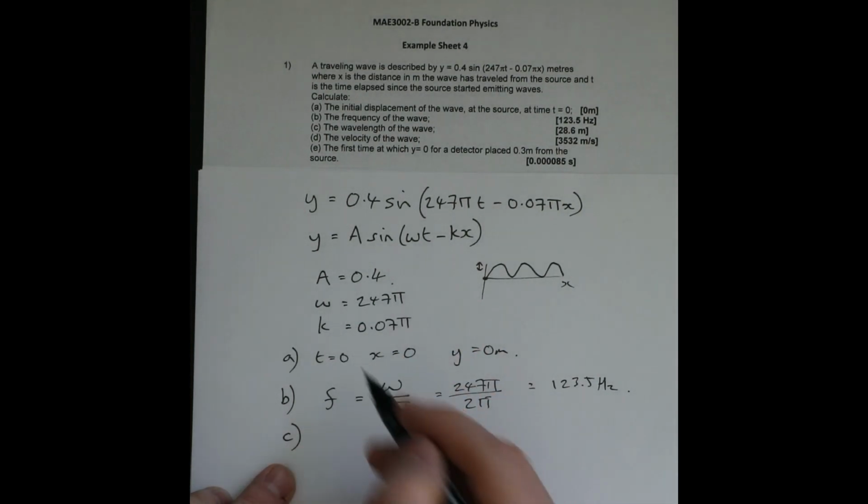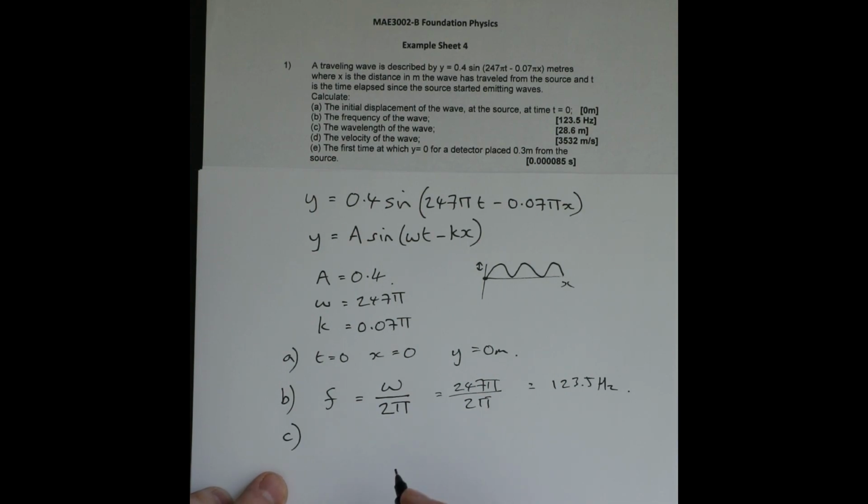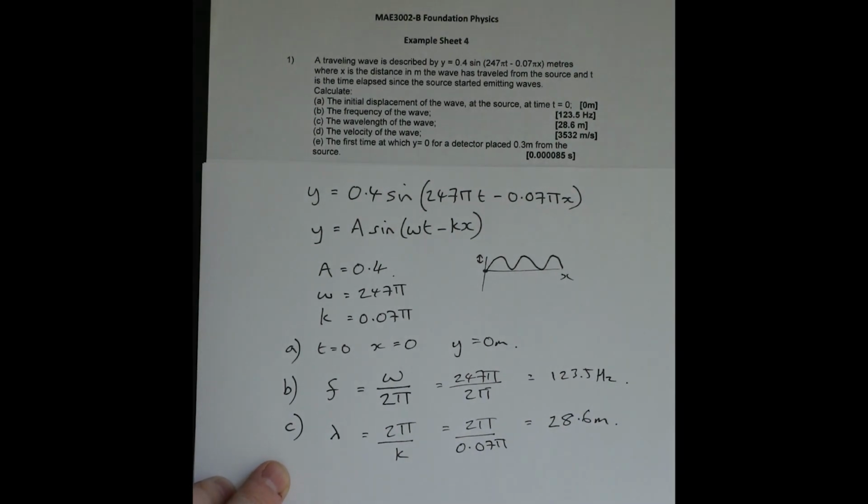Okay, so moving on to part C, similar to the previous one, we don't have the wavelength, but we do have the wave number. We've calculated k here. So the wavelength in this case is equal to 2 pi divided by the wave number. This is a standard formula that's given in the exam, so it's 2 pi divided by the wave number, which is 0.07 pi, which gives us an answer of 28.6 meters.